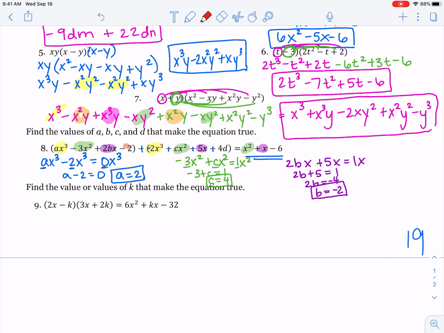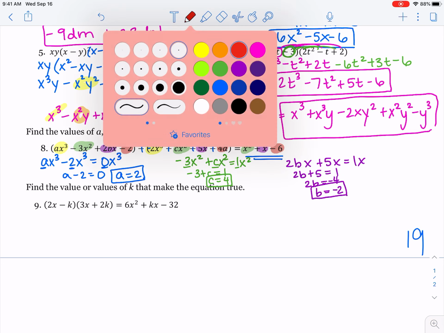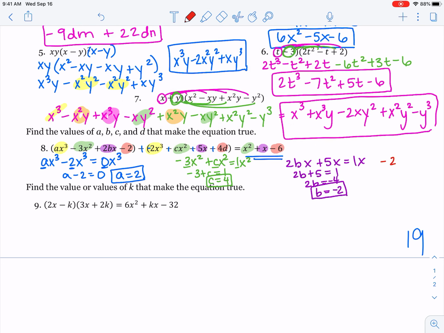And the last thing we have to worry about is just my constants, things that don't have any x's with them. So negative 2 plus 4d better equal negative 6. And I get d equals negative 1.